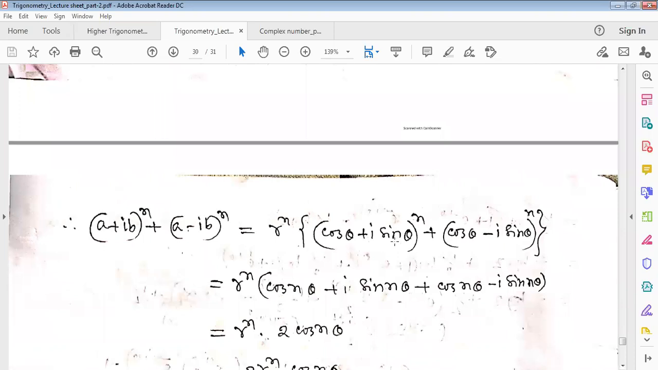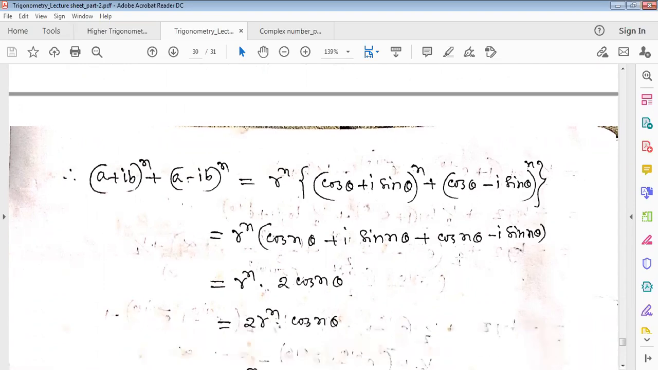r to the power n (cos theta plus i sin theta), and a minus ib equals r (cos theta minus i sin theta), taking r to the power n as common. Then by de Moivre's theorem, multiplying the power with the angle, cos n theta plus i sin n theta, applying de Moivre's theorem.